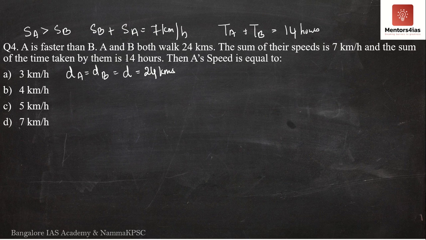TA plus TB is equal to 14 hours. Then the question is asking, then A's speed is equal to what? So we have to find out SA.